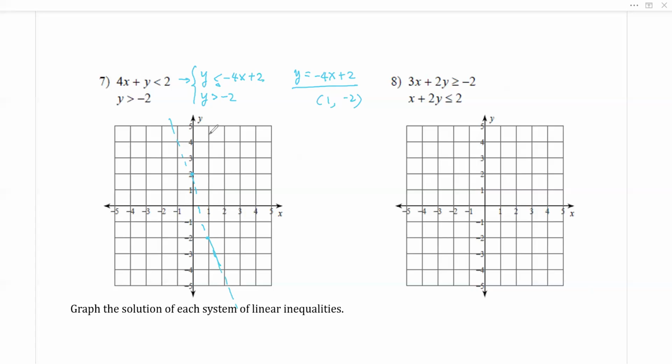All right, dash line. So which part? Less than, so it should be the bottom part here. The other one, y greater than -2. Y equal -2 is this line, so it should be right here, right? We use the dash line as well. This line is y equal -4x plus 2, and y greater than is above this part.